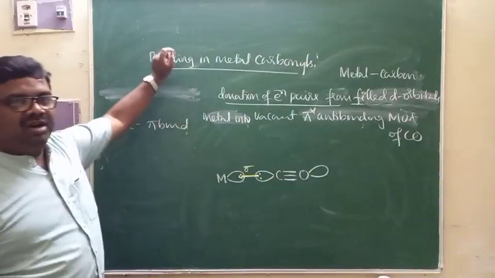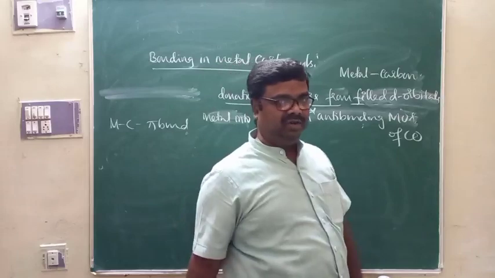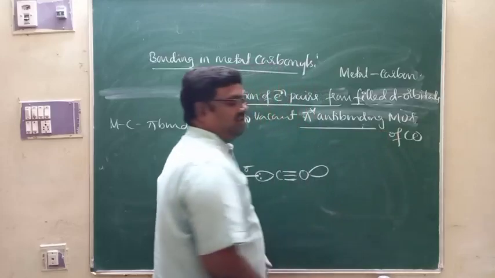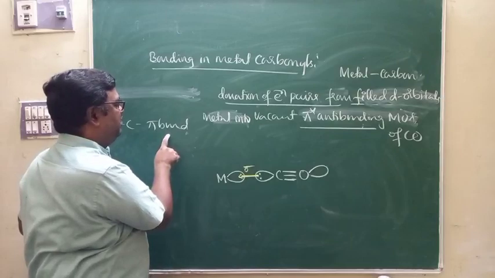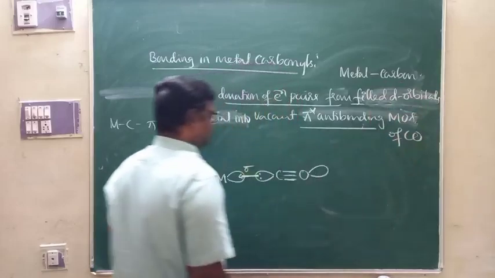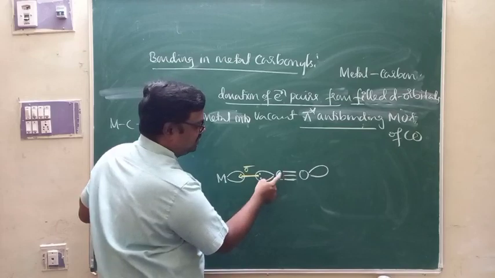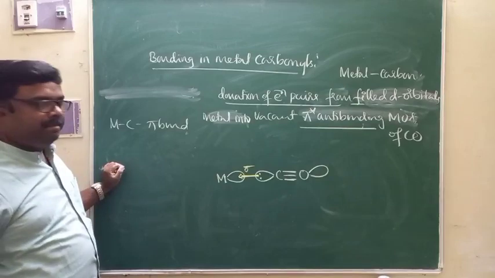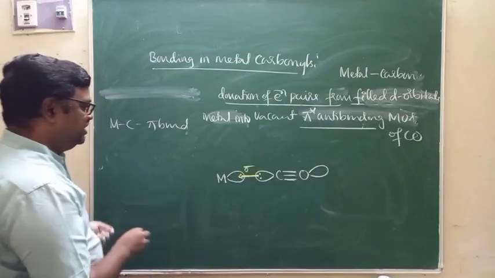I said carbon monoxide is characterized by sigma molecular orbitals as well as pi molecular orbitals. In the case of carbon monoxide, the pi star anti-bonding molecular orbital is vacant. And this metal to carbon pi bond is formed by the donation of electron pairs from filled d orbitals. Sigma bonding is because of donation of electron pairs from carbonyl carbon into the vacant orbitals of metal. But pi bonding takes place in the reverse direction.